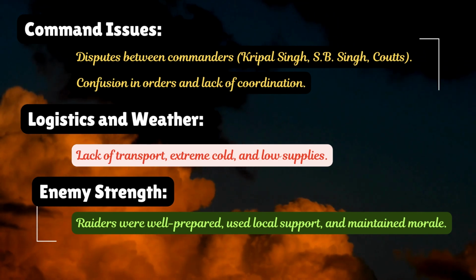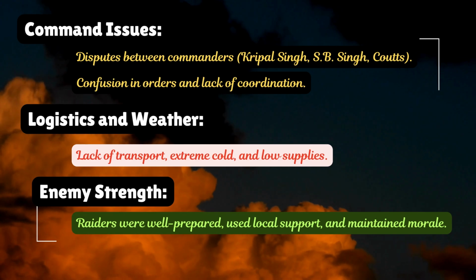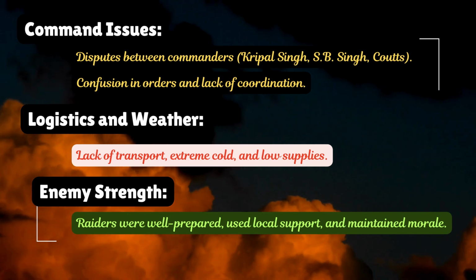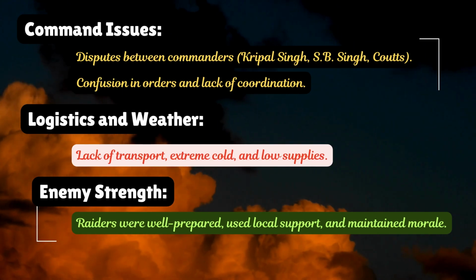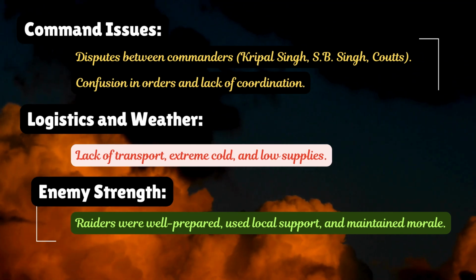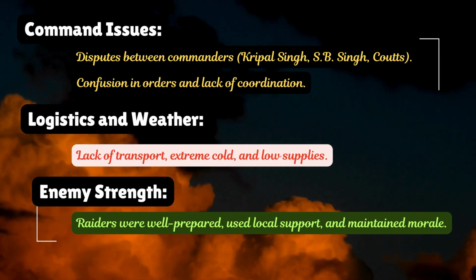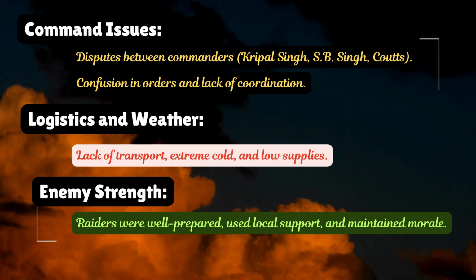3. Enemy strength. Prepared and strategic raiders. The raiders used local support, maintained high morale, and were well equipped. Their use of ambushes and terrain gave them a significant advantage over the stretched Indian columns.